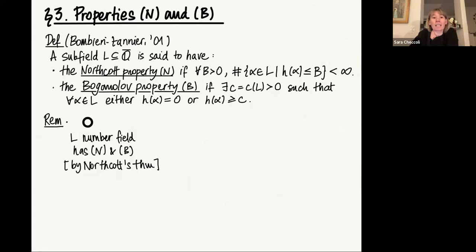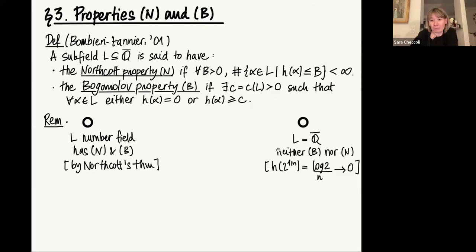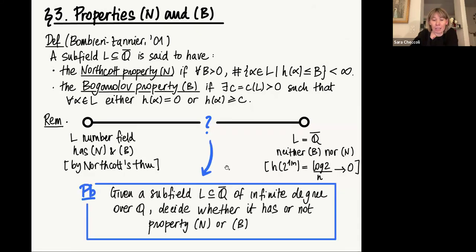Some other examples: a trivial example is that every number field has both N and B. They have N because of Northcott's theorem, so they have B. On the opposite side, if you look at the full Q bar, you have neither B nor N, because we saw that, for instance, the nth roots of 2 have height that tends to 0. So the question here is what happens in the middle? More precisely, if you're given a subfield of Q bar which has infinite degree over Q, can you decide whether it has property N or B? This is hard to decide in general.